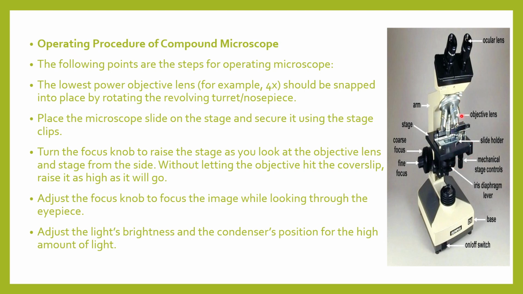Then preferably keep the lowest objective first. As soon as you bring the sample and try to visualize it, it's better that we start from the lower objective. So you rotate the revolving nose piece and fix it to the lowest objective. If it is 4x, rotate and place it at 4x, and if it is 10x, rotate and place it at 10x. Then you place the slide and clip it.